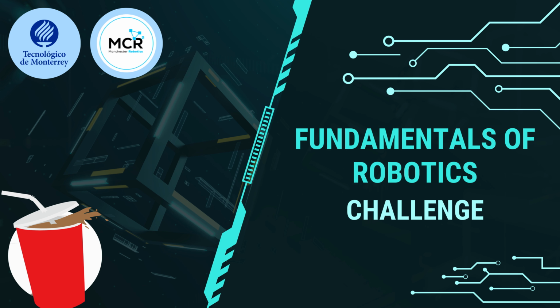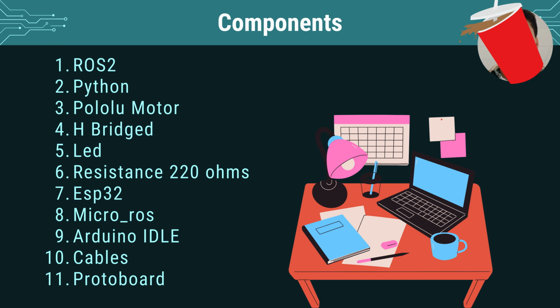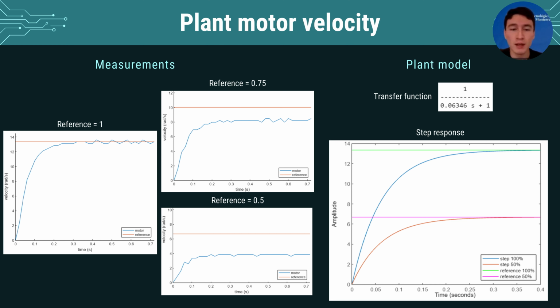Hello everyone, in this presentation we are going to talk about how we solve this final challenge. Our goal is to regulate the speed of a DC motor using an external computer with ROS2 and a controller with closed-loop control system. Components we are going to use: ROS2, Python, pull-up motor, wrench edge, LED, resistance 220 ohms, ESP32, micro ROS, Arduino IDE, cables, a protoboard. We are going to use PI and PID digital control.